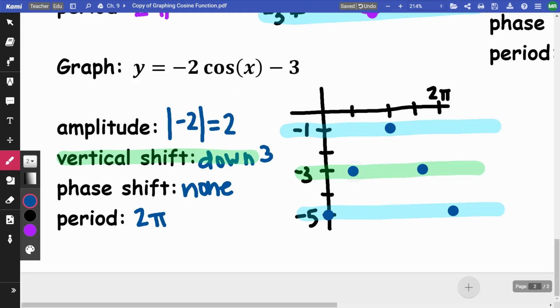And again, it's really part of a sine graph. Okay, last two.